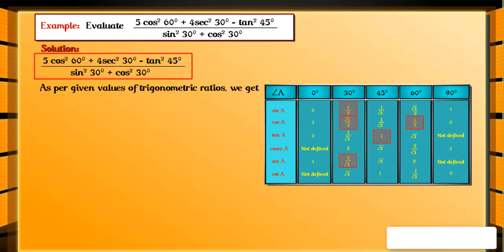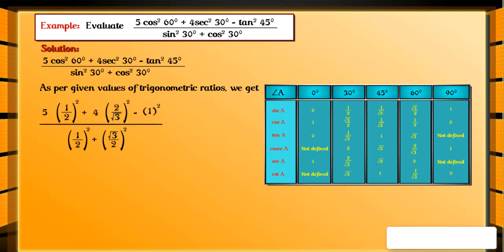Let's put these values in the given expression. We get 5 into 1 upon 2 whole square plus 4 into 2 upon under root 3 whole square minus 1 square upon 1 upon 2 whole square plus under root 3 upon 2 whole square, which is equal to 5 into 1 upon 4 plus 4 into 4 upon 3 minus 1 upon 1 upon 4 plus 3 upon 4.